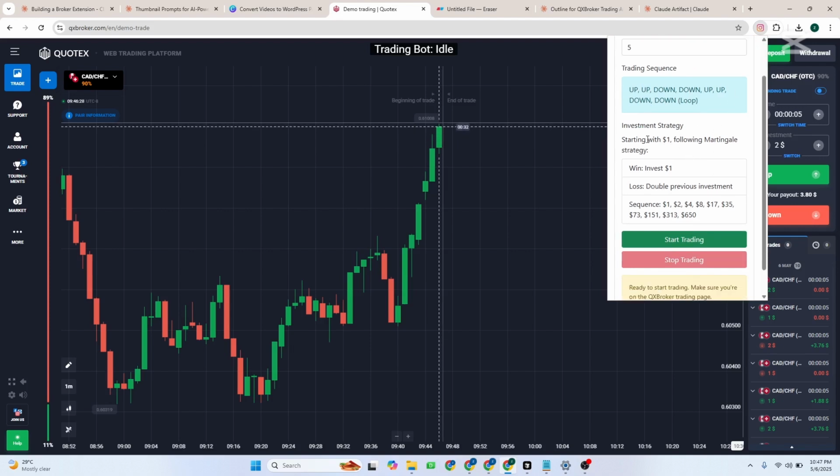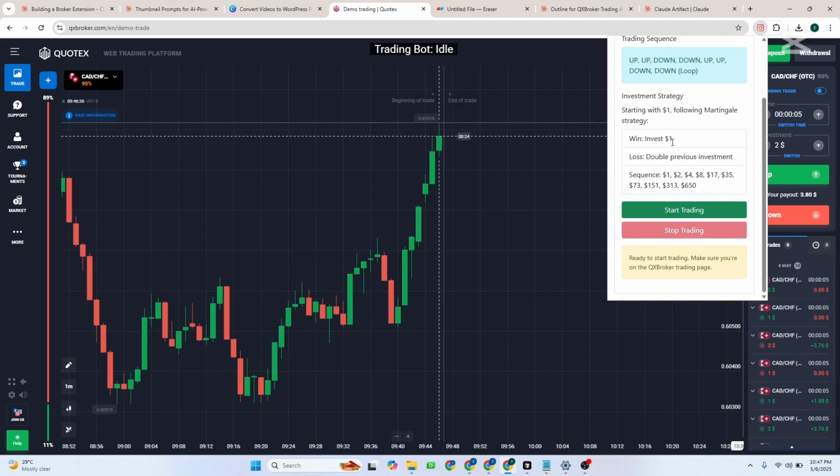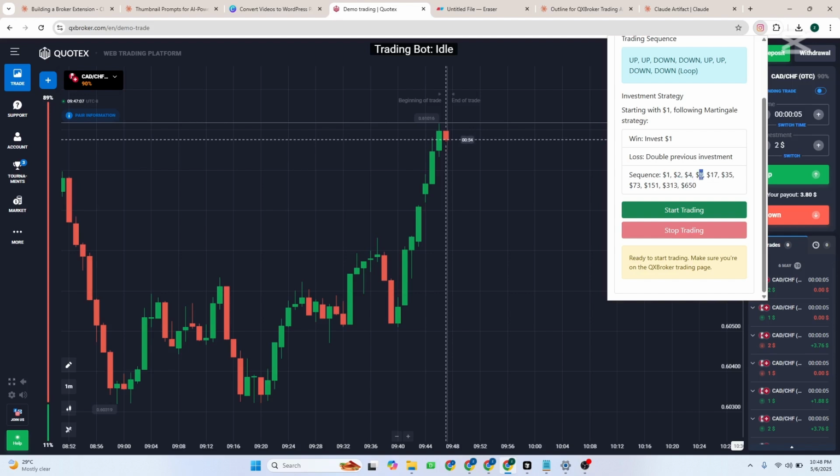The investment starts from $1 and follows the Martingale strategy. If it wins, it will invest $1 again, because it starts from the beginning. So it will open the first trade like this, and if this trade wins, it will start again from the same step with a $1 investment. But if it gets a loss, it will invest double the amount. So it will now invest $2, and if it loses again, it will invest $4, then $8, and so on.